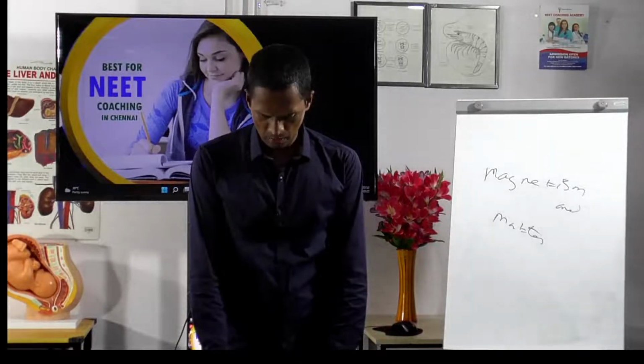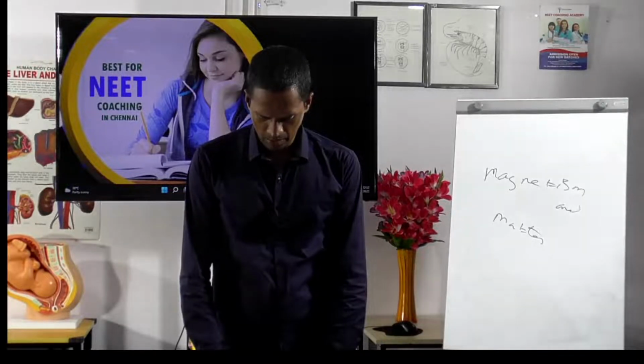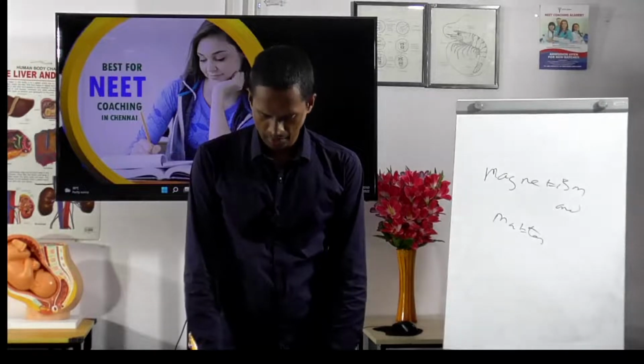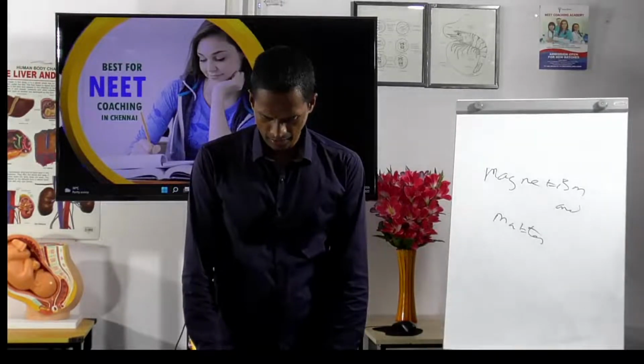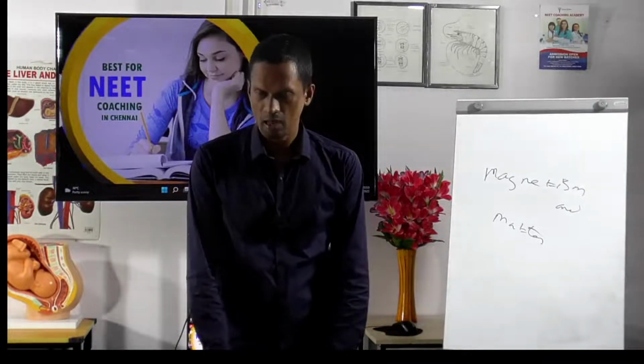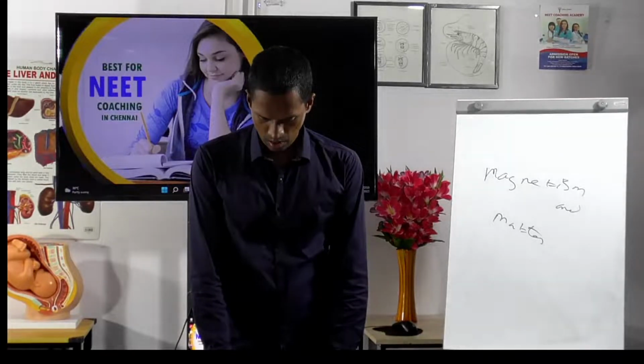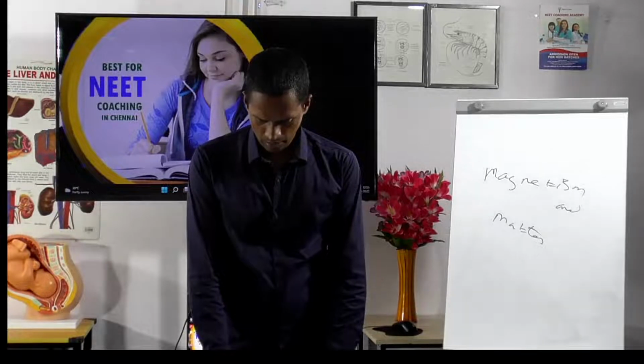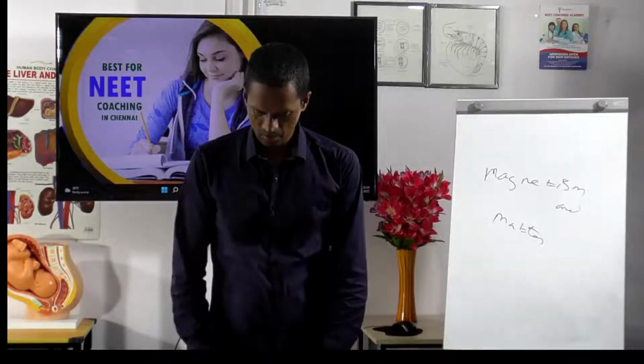So for the dipole momentum, what equation did I give? B is equal to 4 pi square divided by m square. What is T? What is m? M is the magnetic momentum, B is the magnetic field, T is the time period.